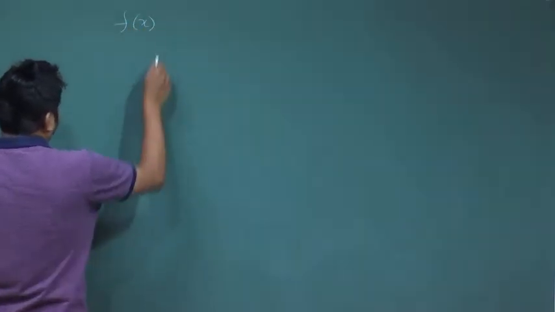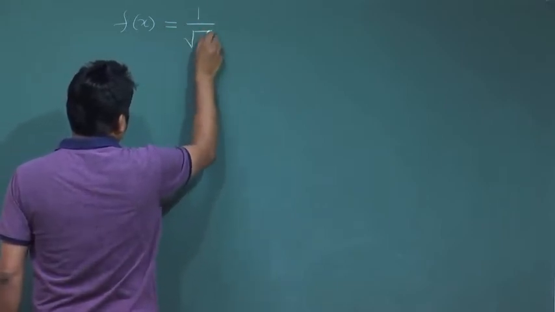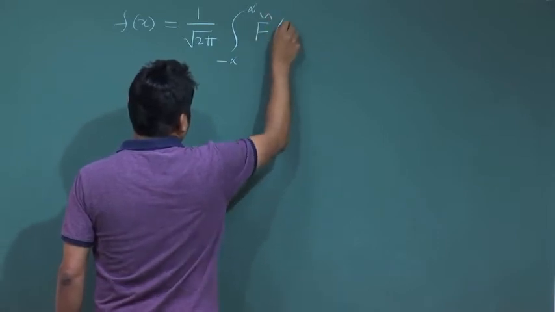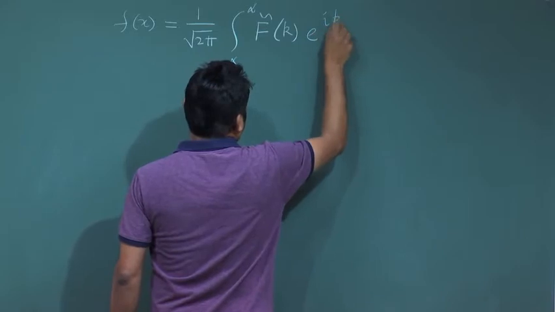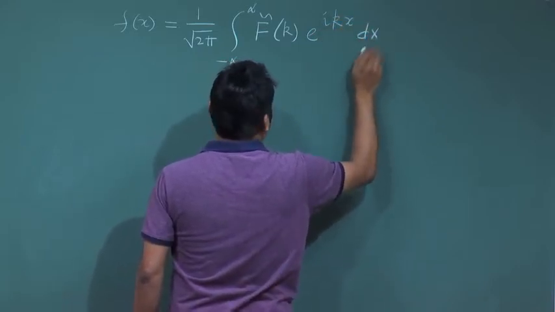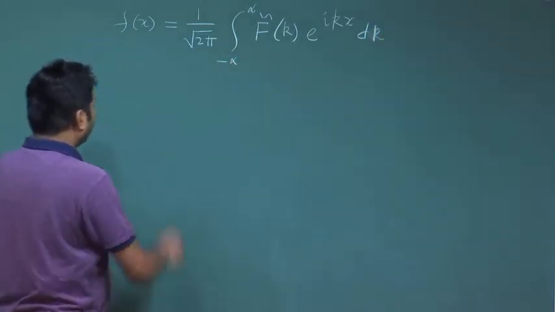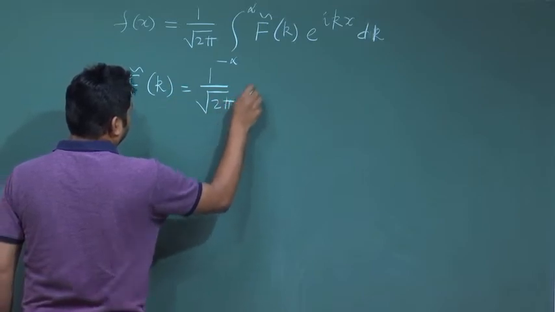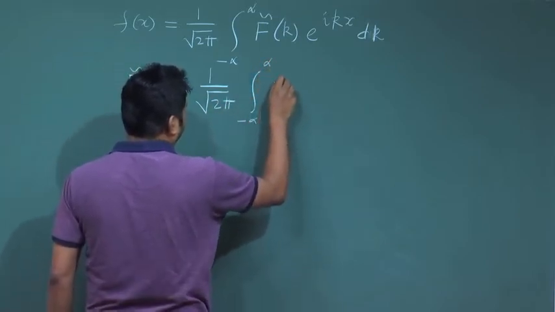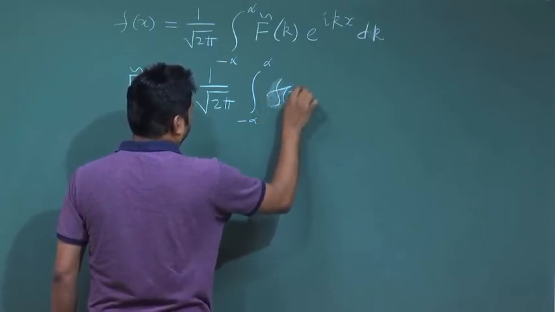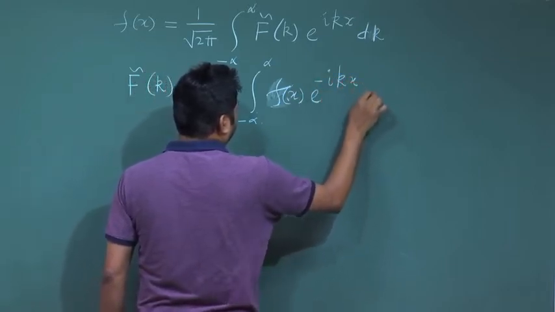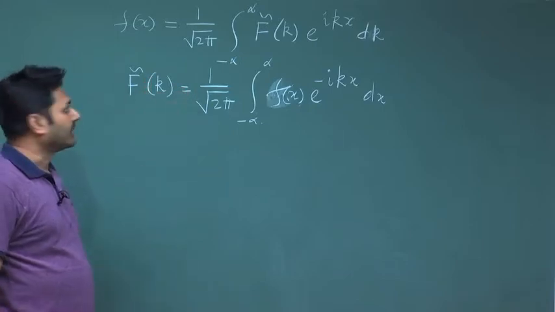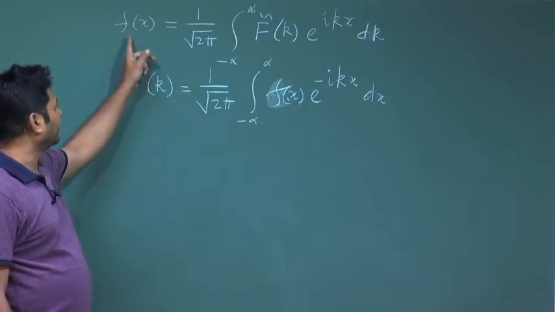If f(x) is a function related with this relationship, and f(k) is related to the original function like this, f(x) e to the power minus i kx dx, then these two equations are related to each other with the Fourier transformation, and this is the corresponding Fourier transform function, if a function f(x) is given to you.